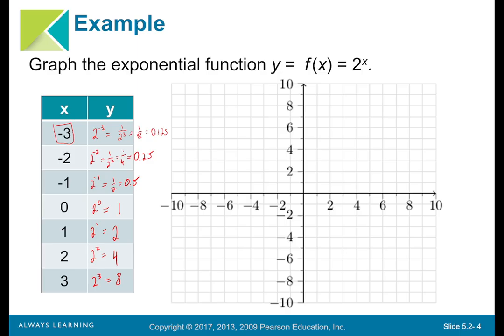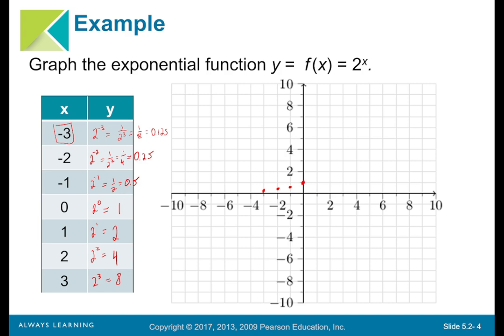So we have -3, 0.125, so that's going to sit at -3 and just above the axis there. Then we have -2 and 0.25. That'll be just above the previous point. Now we have -1 and 0.5. Again, just a little bit higher we've gone. Now we have 0, 1. So we plot that point, 0, 1.